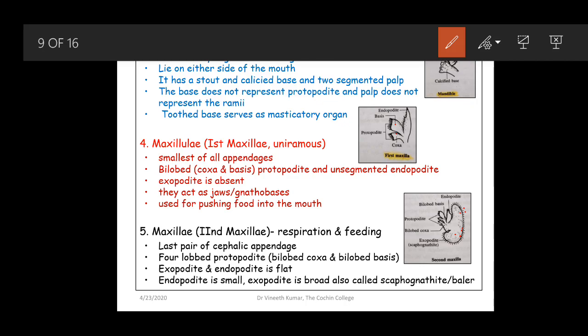This vibration causes the water to flush into the gills, because these are present near the branchial chamber. So the entire branchial chamber is being supplied with a constant flow of water, and thus proper ventilation of the gills occurs. That is its function in respiration.